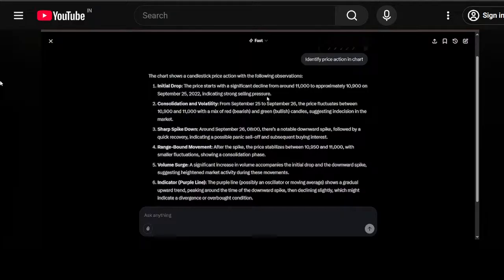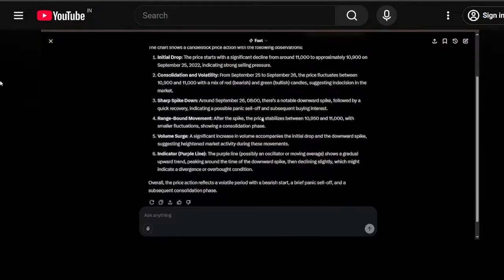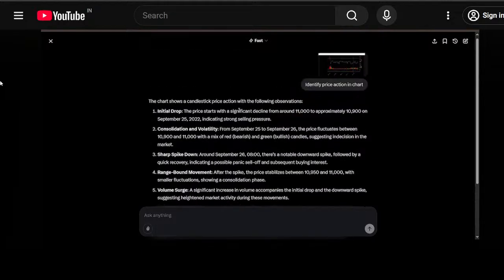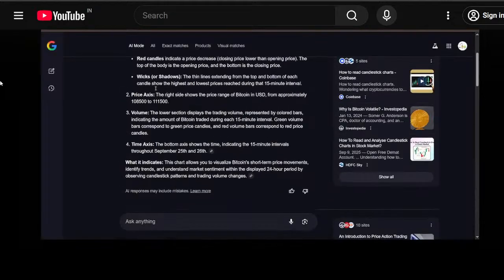Even Grok is also there. If you ask for the price action, it will try to give you the analysis. In AI mode, sometimes it won't give you the price if your text is not accurate.